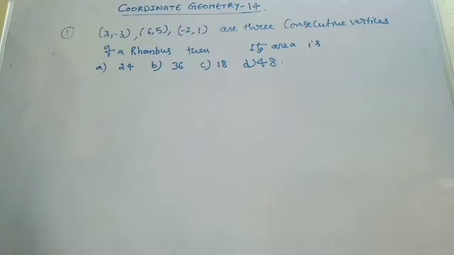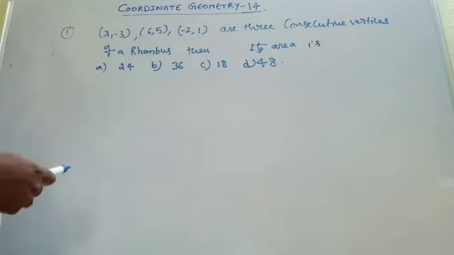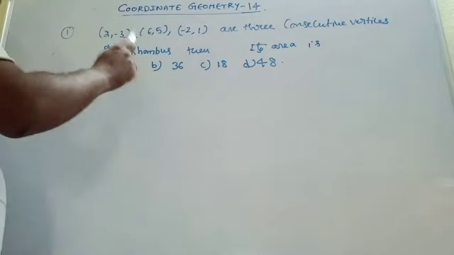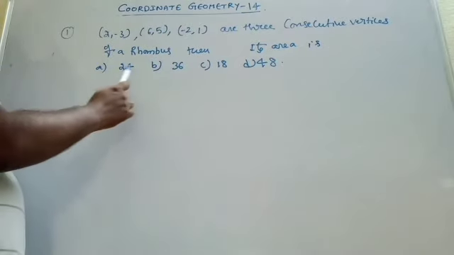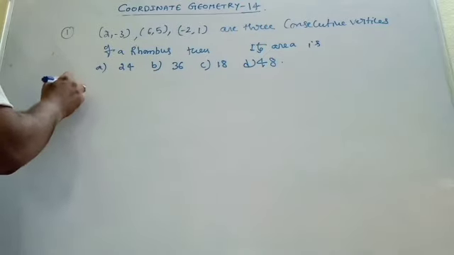In this we will discuss some different kinds of problems. Number 1: (2, -3), (6, 5), (-2, 1) are three consecutive vertices of a rhombus. Then its area is what? The options are A) 24, 36, 18 and 48. Let us observe how we will be doing this particular problem.